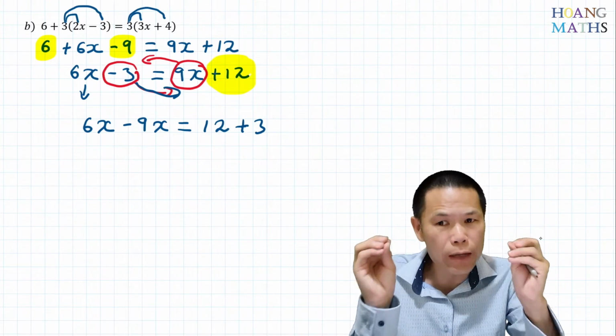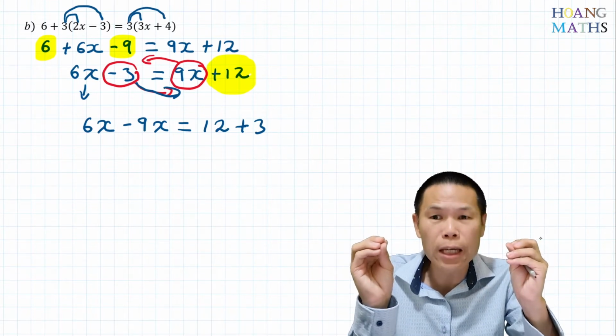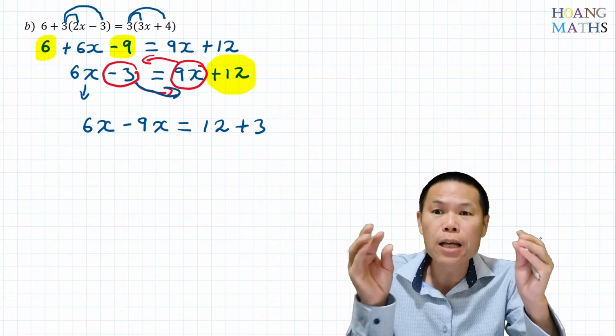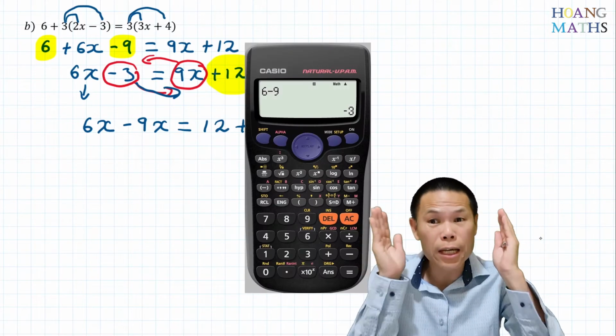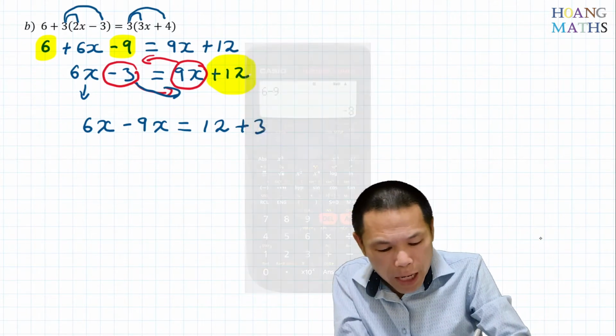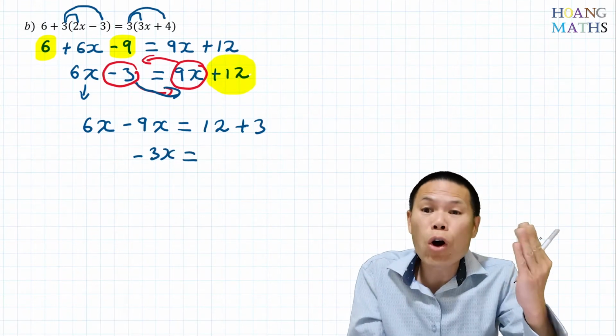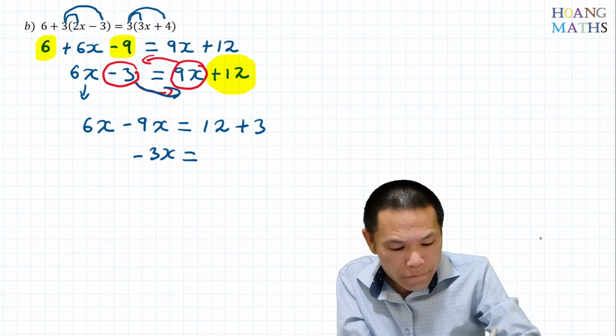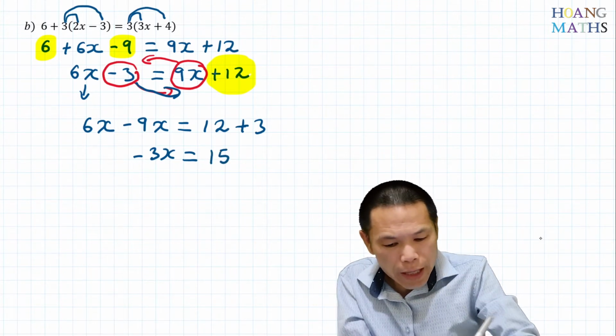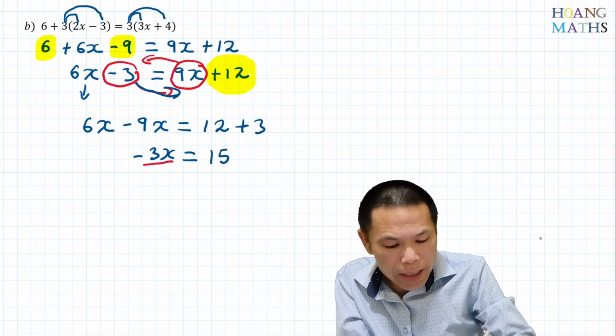So that means negative 3x, or minus 3x if you like. Otherwise, just put in the calculator 6 minus 9 and you should get negative 3. Okay, so that becomes minus 3x. And then we go 12 plus 3, which is 15. And then what I do, I divide this by negative 3.